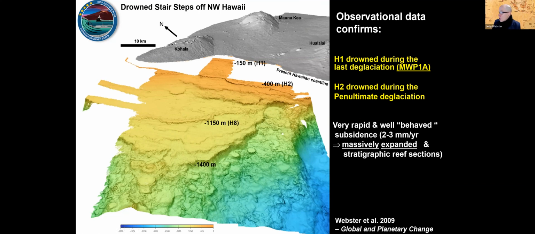And what we're able to show quite clearly is that this H1 reef clearly drowned as a result of rapid sea level rise during the last deglaciation. And also, this is supported by uranium series dating evidence to suggest that this reef here drowned during the penultimate deglaciation. So it shows this sensitivity.